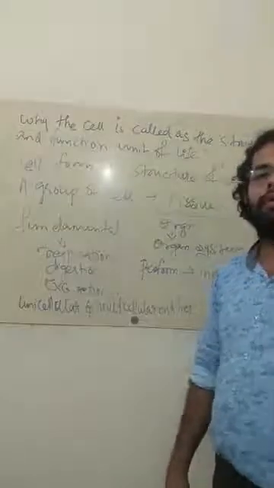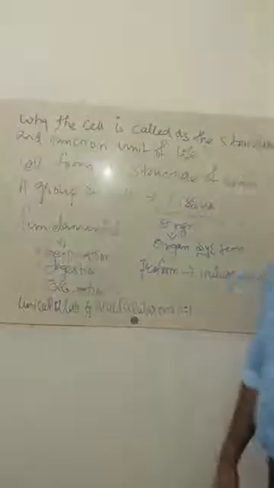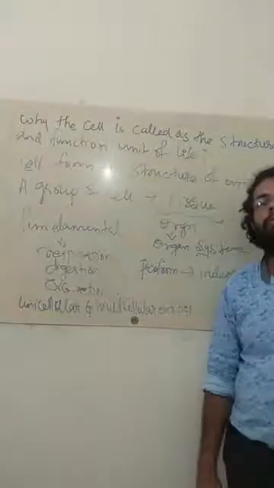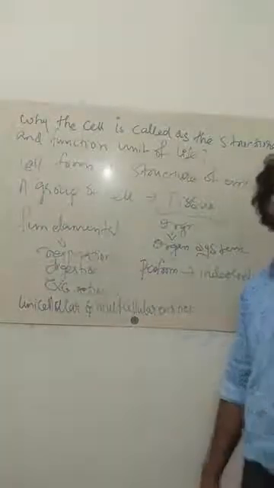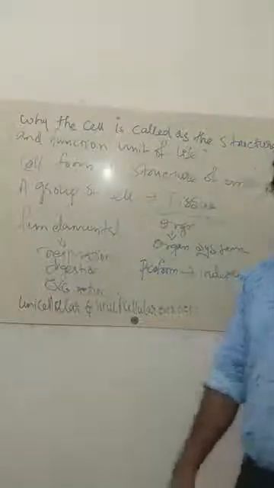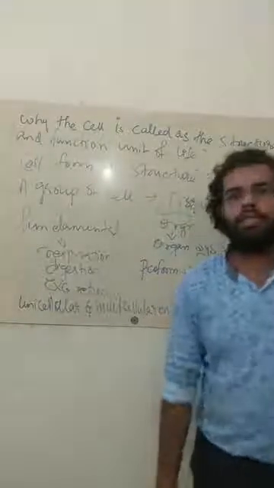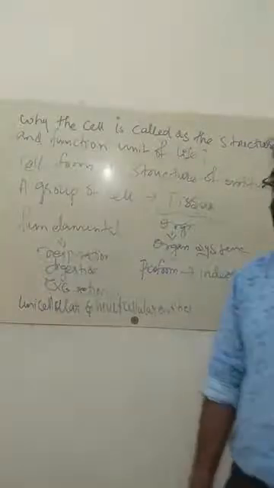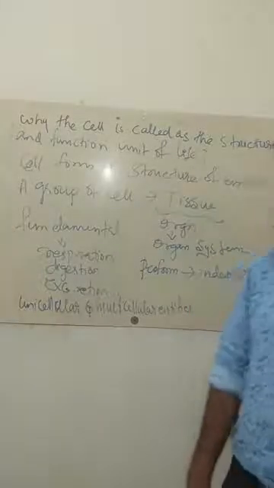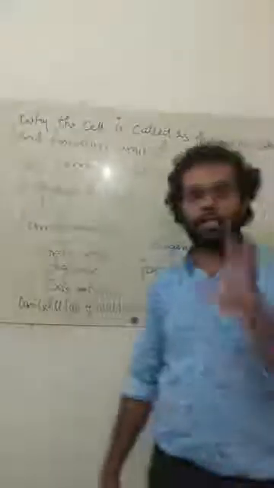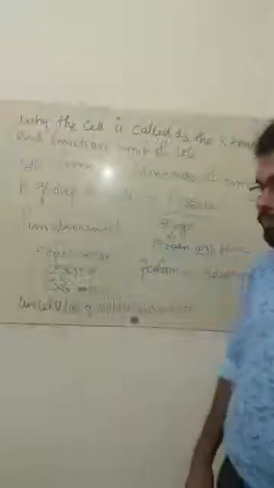So what we have said: why is the cell called the structural and functional unit of life? Cells form the structure of an entity, a group of cells forms a tissue, so further an organ and ultimately an organ system. They perform fundamental functions in the life process such as respiration, digestion, excretion in both unicellular and multicellular entities. They perform all the activities independently, hence cells are referred to as the structural and functional unit of life. Write the question and the answer in your notebook.